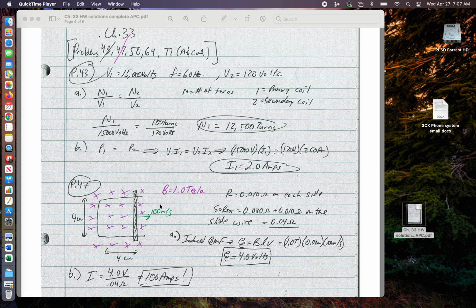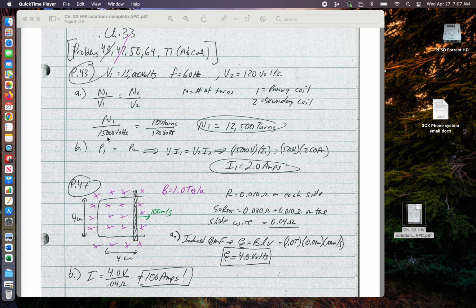Other problems, 43, 47. So this is for an inductor for 43. I didn't give any problems with that because I think it's unlikely that you see it, but I want you to understand how to do this. So it basically has a step-down transformer. So then the number of turns over voltage in the primary is equal to number of turns over voltage in the secondary. So you get 12,500 turns.